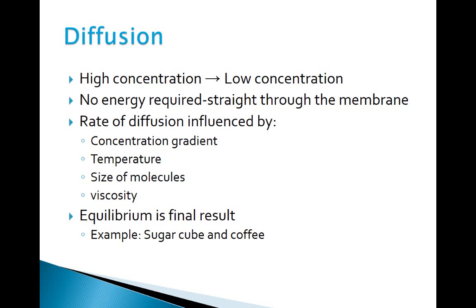So if you had 100 molecules of sodium on one side of the cell and 25 on the other, they're going to move from that 100 to the 25, okay? And that's your diffusion. There's no energy required for this, as you know, but the rate of diffusion can be influenced by a few things. The first thing would be the concentration gradient. What I mean by that is the more you have on one side, the faster they're going to move.